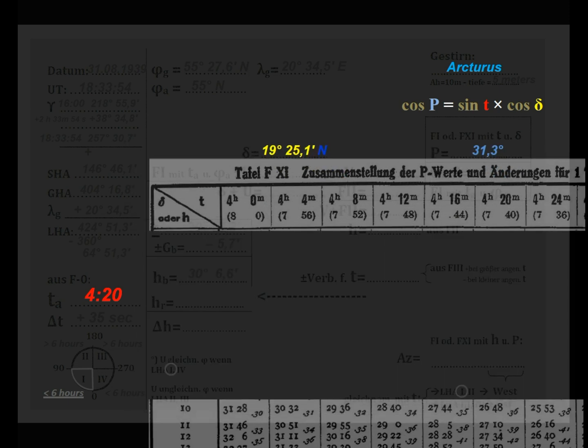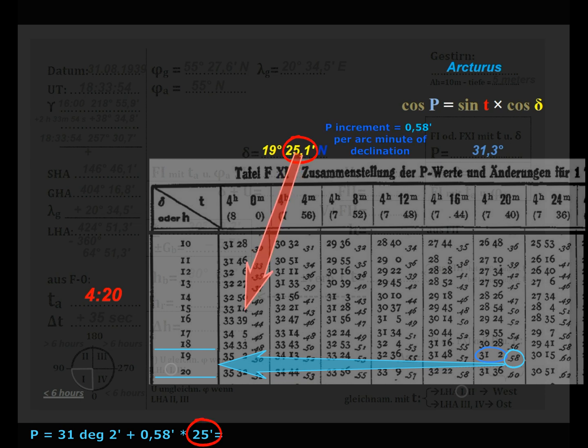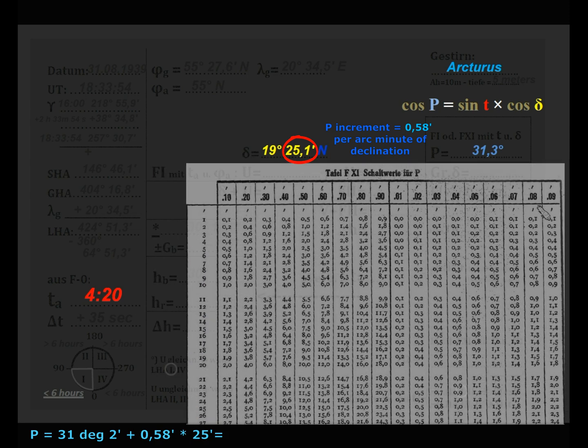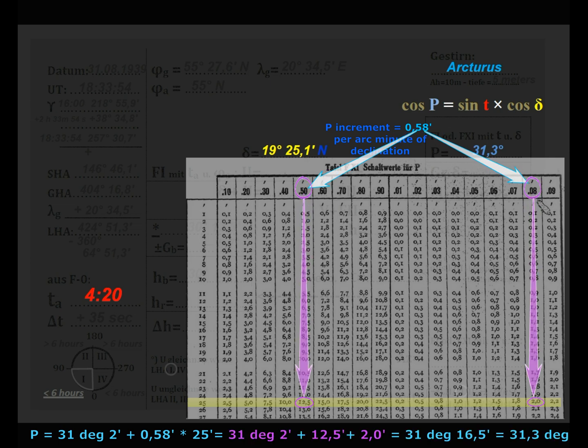In table F11, from the column that corresponds to the local hour angle, take P, which corresponds to the full degree of the declination of the celestial body, 31 degrees and 2 arc minutes. Next to P is the increment of P for each declination arc minute between 19 and 20 degrees of declination, 0.58 arc minutes. You need to calculate the P increment for 25 arc minutes declination using the exchange table on the last page of F-Tafel. Add the resultant increment to P for 19 degrees of declination and write the result as decimal degrees.